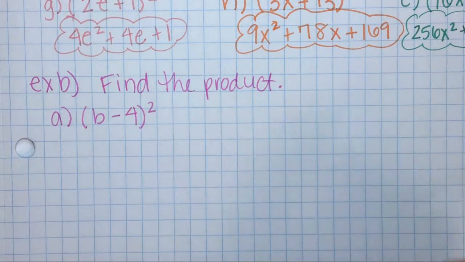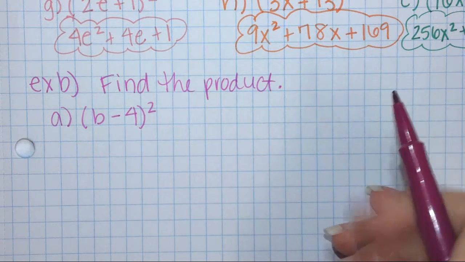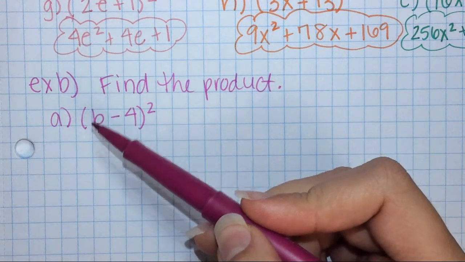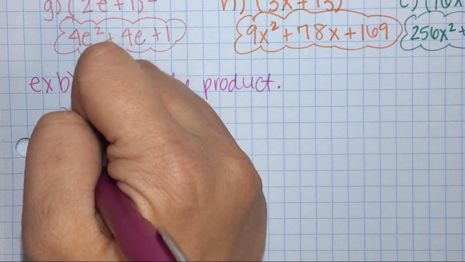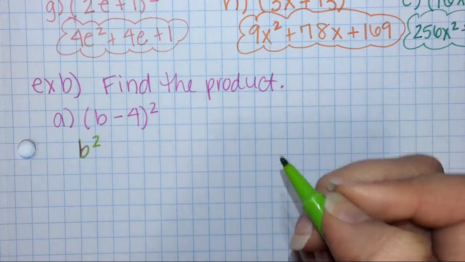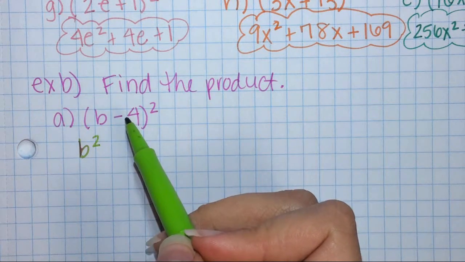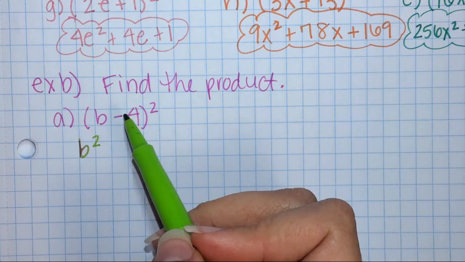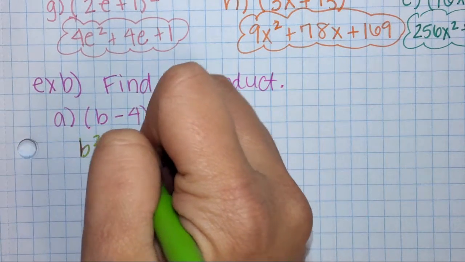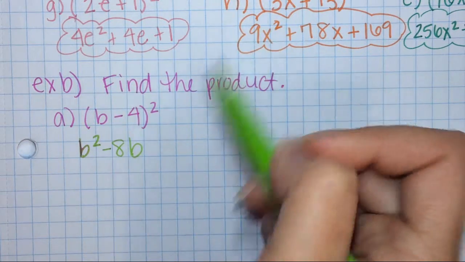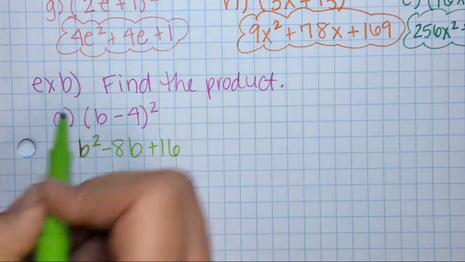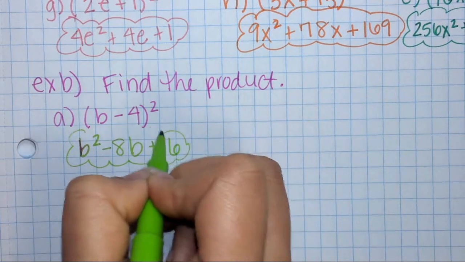B minus 4 quantity squared. Alright, so we're going to do this one together. We're going to do 3 together, and then you're going to work without me. Are we ready? The first thing we do is we square B. So if we square B, what do we get? B squared. And then we do B times 4, which is 4B. And then we multiply it by 2 and get? Am I going to add or subtract? Subtract. And then you square 4. And what's 4 squared? 16. And then we're done with that problem.